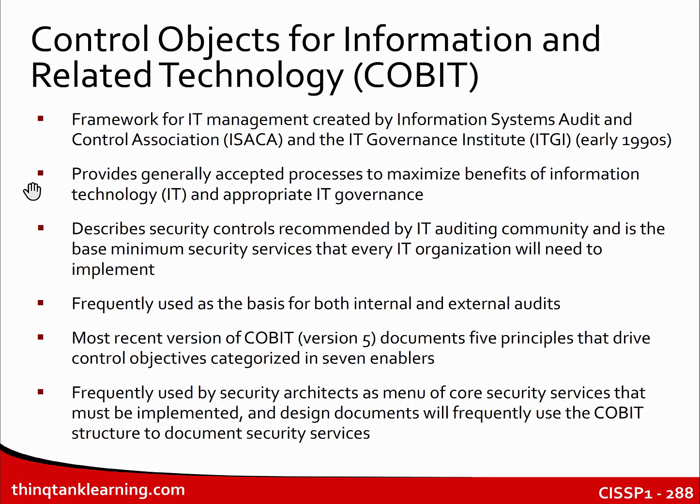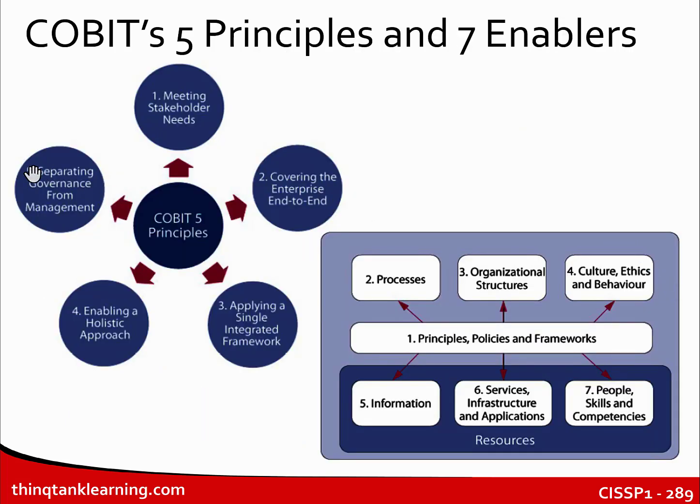What's the goal of this particular framework? Just like any other framework, it's designed to help companies formulate a plan to follow regulations and law, and to be more agile in adapting to changes in those regulations and law. The most recent version of COBIT is COBIT version 5. There are 5 principles that drive control objectives, and they're categorized into 7 enablers. We'll see that on the next slide. In fact, let's take a look at that. So these are the 5 principles. These are the 7 enablers.